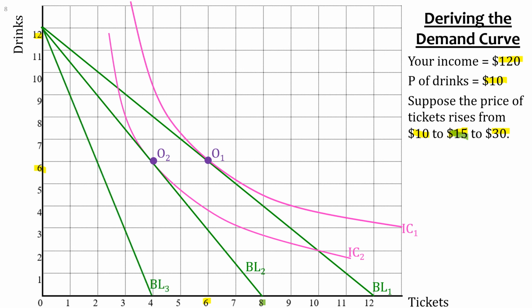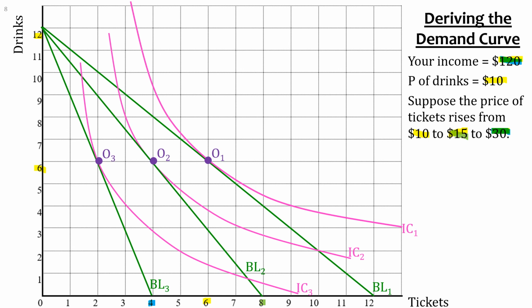When the price of tickets rises to $30, the intercept is going to be 4, so 120 over 30 gives you 4. Again, you have to draw a new indifference curve and find the point where the two lines are barely touching. That's going to be your new optimum.